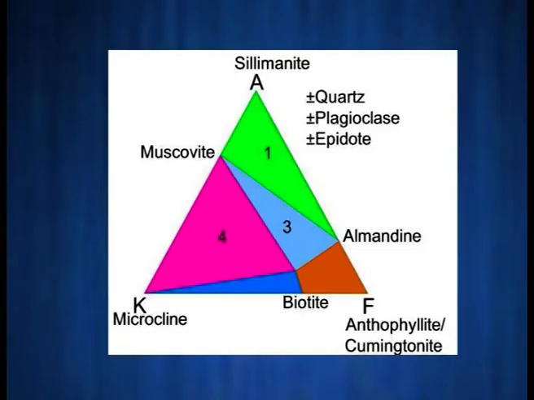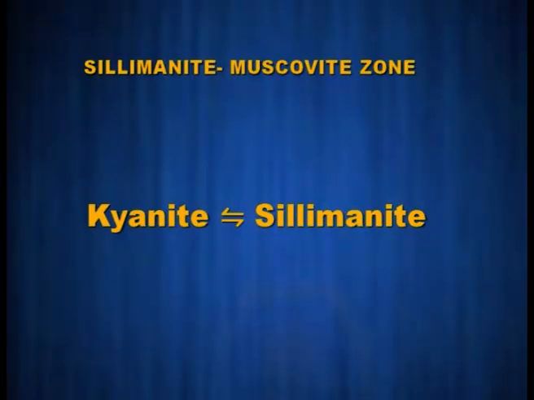Now, the next zone is the sillimanite muscovite zone. The mineral assemblages of the sillimanite muscovite zone are similar to the kyanite zone. Here, kyanite is replaced by the higher temperature aluminosilicate polymorph sillimanite. Kyanite gives rise to sillimanite.